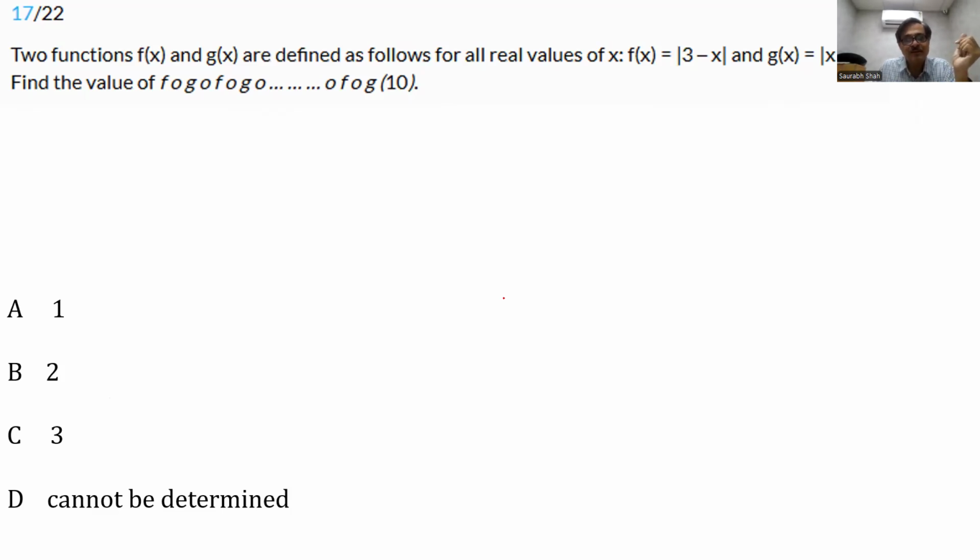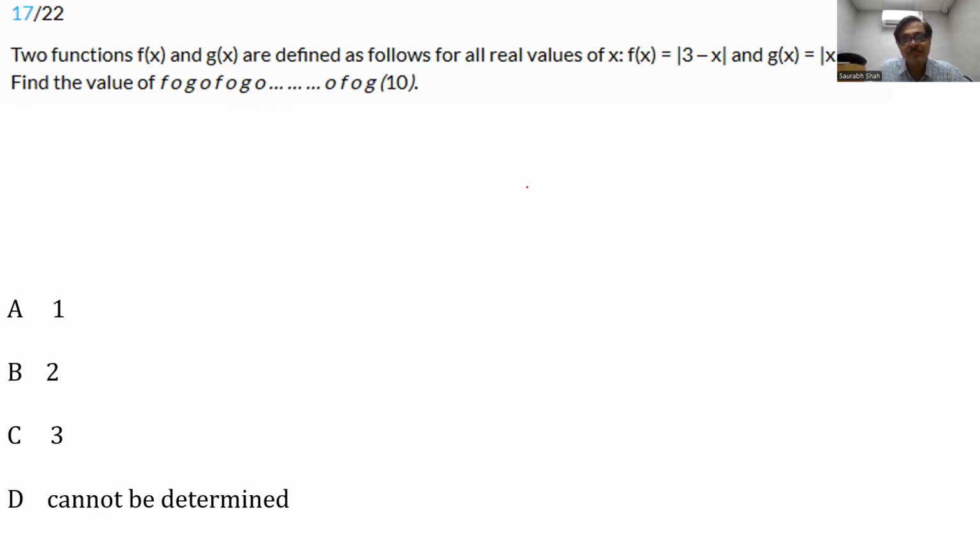Now, one, they have frightened you by putting a question on functions. Second, they have frightened you by not telling you how many times f, how many times g. Is it f of g? Is it f of g? How many times are you repeating? So it's a frightening question, but very easy for those who are ready to do something. If you are determined to work hard, you have your admission.